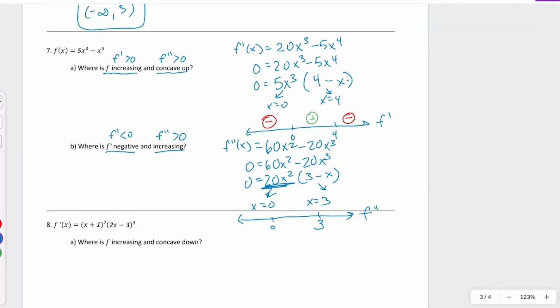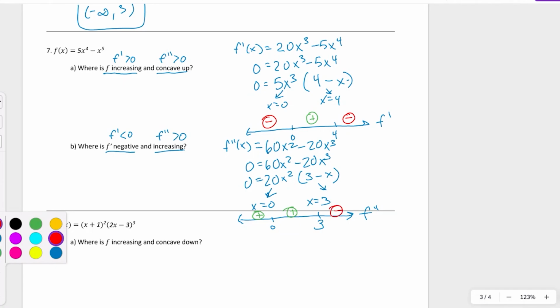The 20x squared here is always going to be positive, so I'm going to ignore that when figuring out my signs. Plugging in -3, 3 minus -3 would be positive. Plugging in 1, 3 minus 1, also positive. And then finally, if I plug in 5, 3 minus 5 is negative.